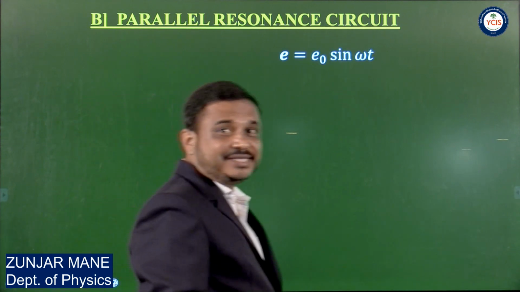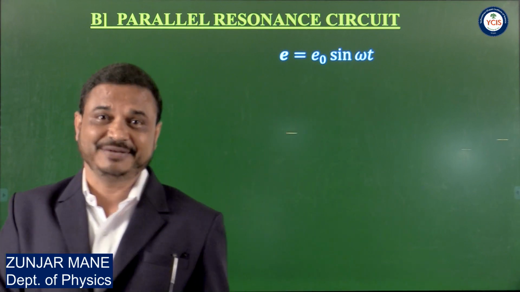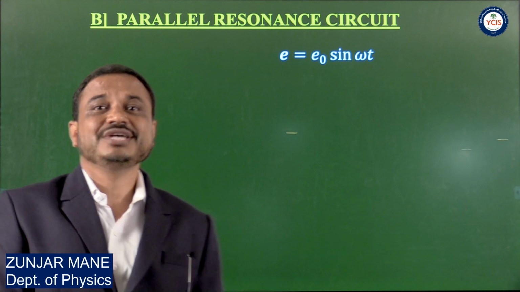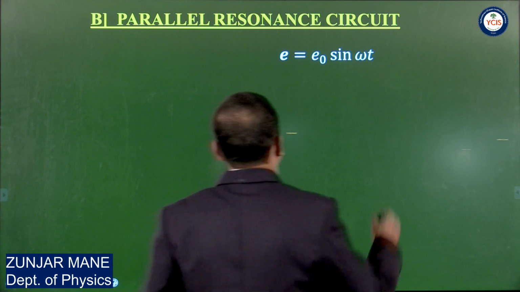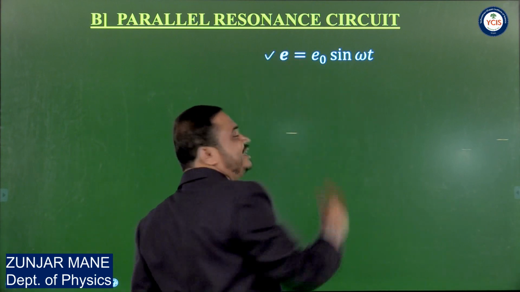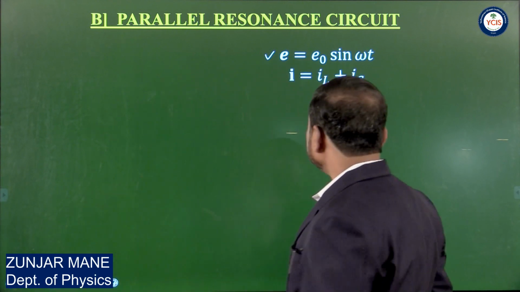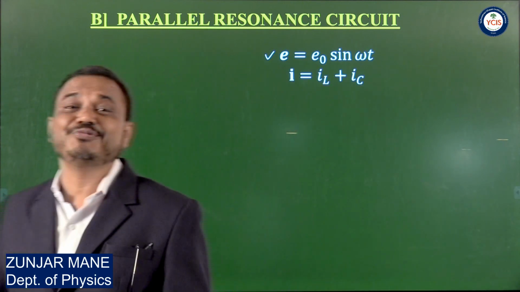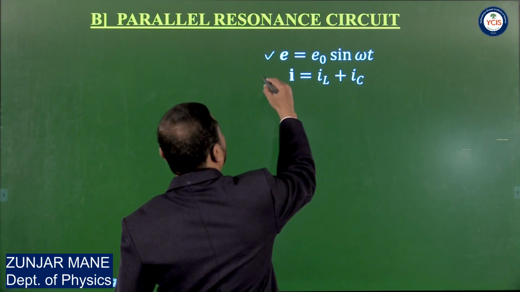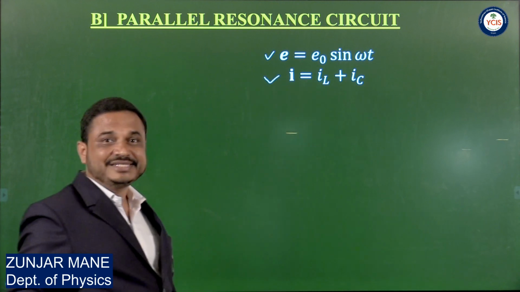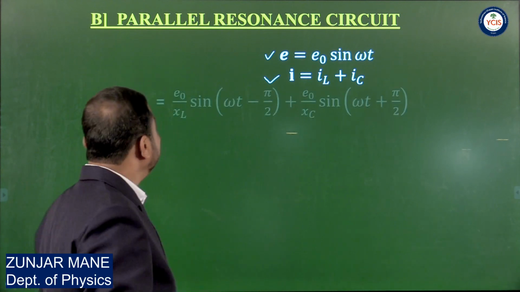Now the AC voltage is given by the equation E equal to E0 sin omega t. When components are parallel to each other, the voltage across each component is the same, and it is E, given by E equal to E0 sin omega t. But the current divides into two parts, IL and IC, and the total current I is equal to IL plus IC. But this is an AC current, it is not constant but varies with a sine function.